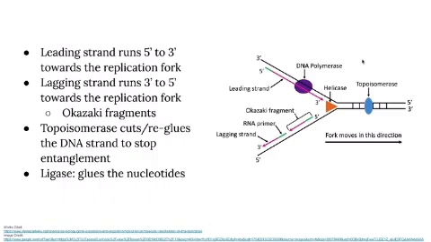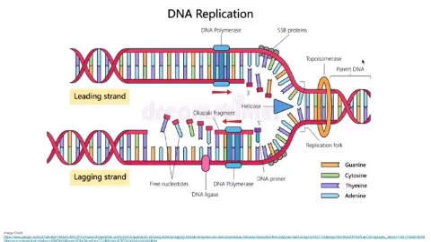Topoisomerase, another enzyme, makes sure that DNA does not get tangled by making small cuts in a strand and then sealing them back together. Here is a good diagram of DNA replication.